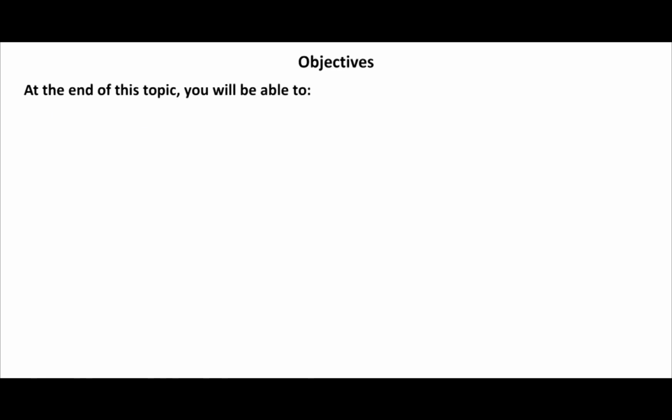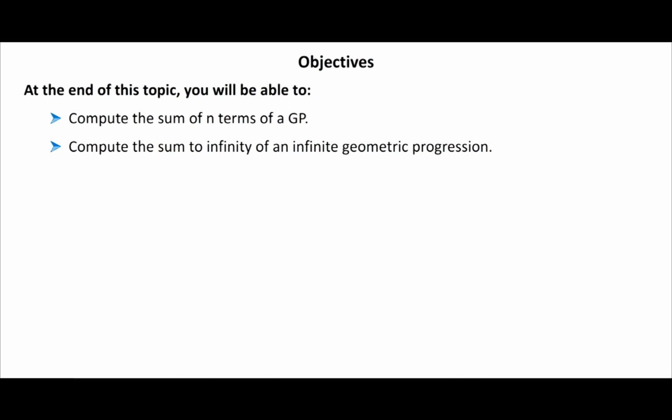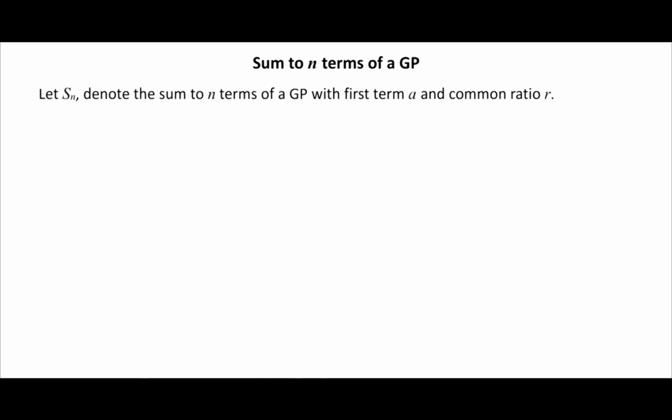At the end of this topic, you will be able to compute the sum of n terms of a GP, compute the sum to infinity of an infinite geometric progression. Sum to n terms of GP. Let Sn be the sum to n terms of a GP with first term A and common ratio R. Then Sn is equal to A plus AR plus AR squared plus AR cube and so on plus AR to the power n minus 2 plus AR to the power n minus 1. Equation 1.